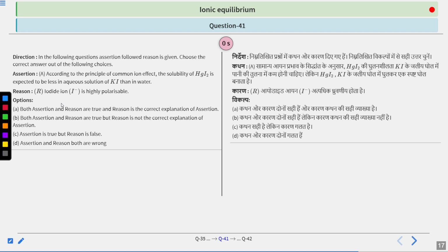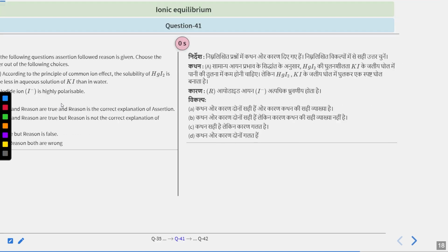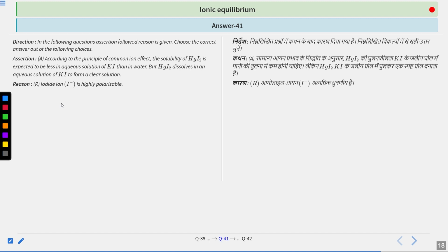The time is up for this question. So we are given a statement and we have to say that the reason that is given is either the explanation or not. The statement is that the common ion effect principle says that the solubility of HgI2 is expected to be less in aqueous solution of KI. Okay, so if you take the simple water, the solubility of HgI2 will be more as compared to the solution which is containing this KI.